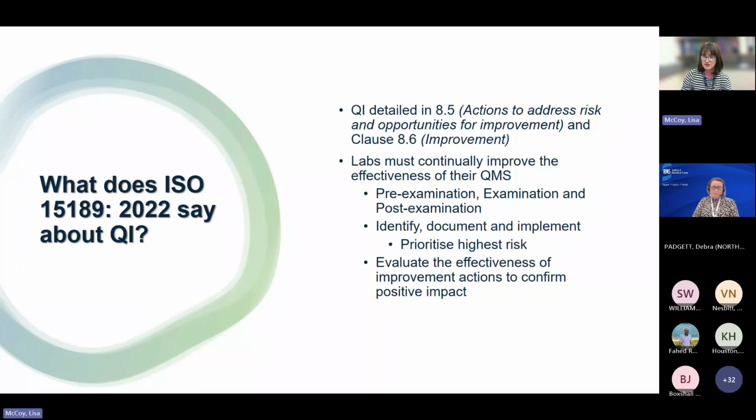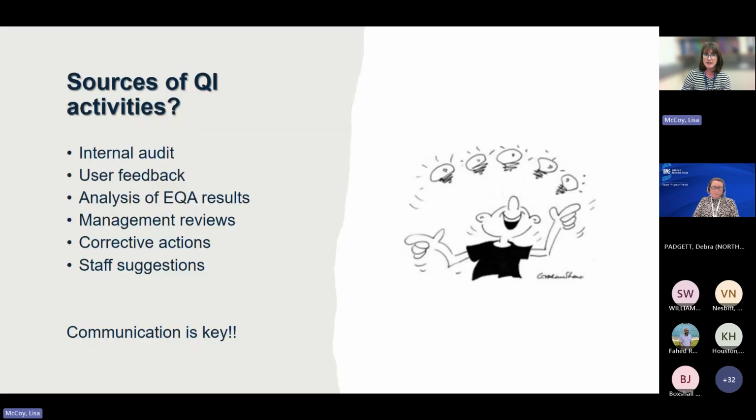After the improvement action is implemented, we need to ensure that we monitor the effectiveness to confirm that it has had a positive impact. So you might ask, where do I get these quality improvement activities? Well, there are a number of areas that you can seek quality improvement activities, and this list is not exhaustive. You can look at internal audit, get feedback from your users, also get feedback from your staff. Look at your EQA results. Are there results that are starting to drift or shift? Might you be getting a poor performance notification in the near future?